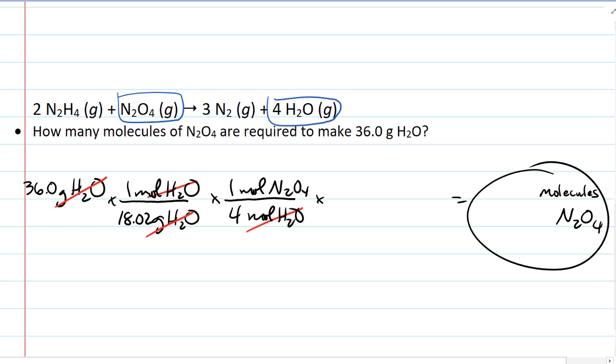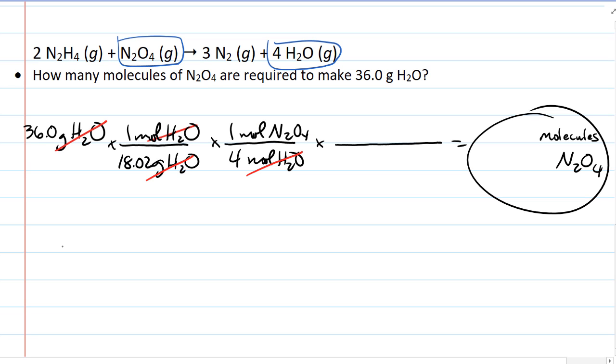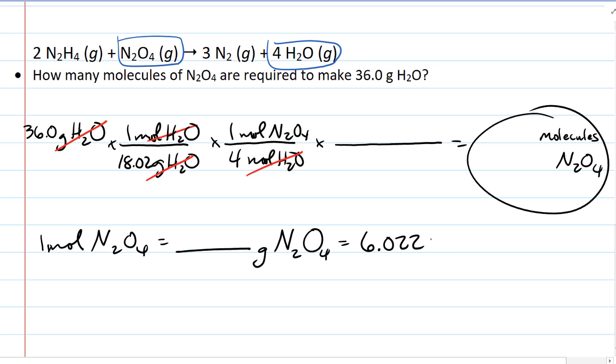Then we have one more step. We have moles of N2O4. We'd like to get over to molecules of N2O4. So you may remember on Tuesday we looked at a series of conversions. We said 1 mole of N2O4 is a certain number of grams of N2O4. It's probably not going to be relevant in this case, but what will be relevant is that there are 6.022 times 10 to the 23rd molecules of N2O4.